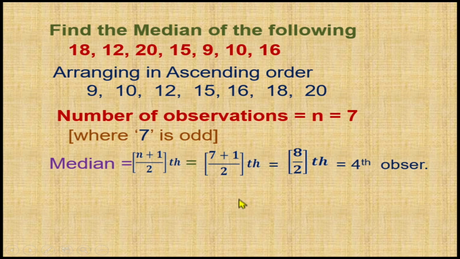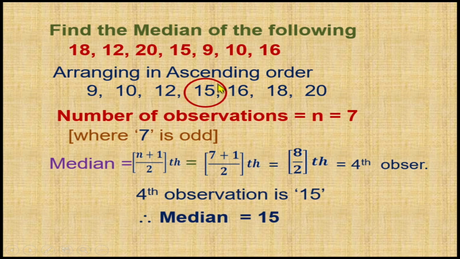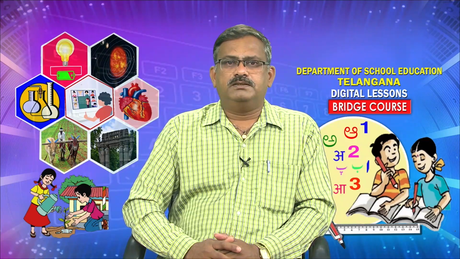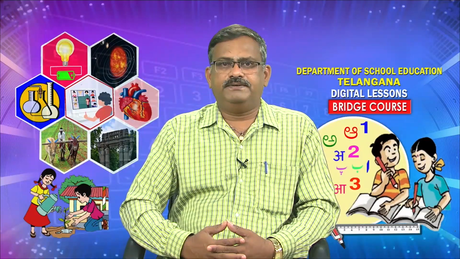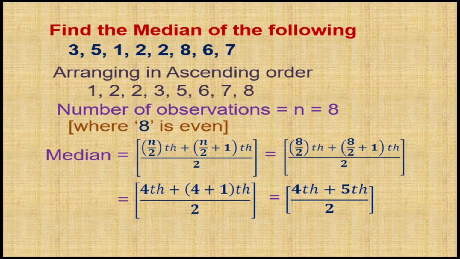But what is the 4th observation here? Here the 4th observation is 15. 1, 2, 3, 4. You are able to see it in the circled way, right. So, the 4th observation is 15 here. Therefore, the median of this particular data is 15. Are you clear, children?